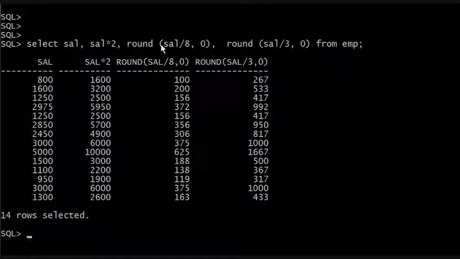I hope this is easy to understand. Anytime you have the round function, you have to have 2 things inside the parentheses. The column, whether the column is by itself or the column is doing some kind of math, like dividing it by 8. That's the first thing inside the round function. Then the second thing is the comma and however you would like to round it. 0, as you can see, rounds it to a whole number, no decimal.